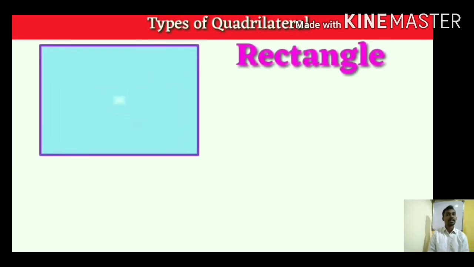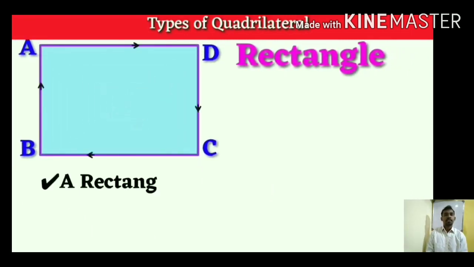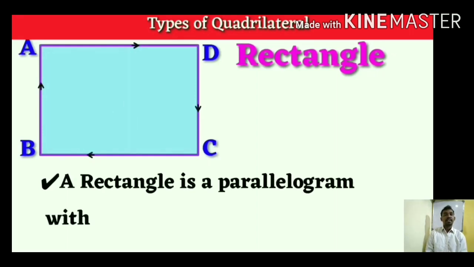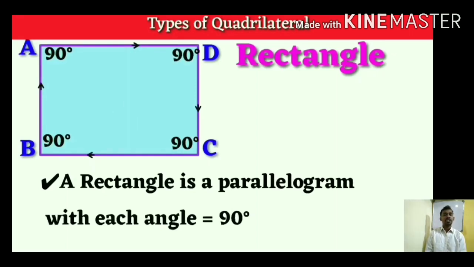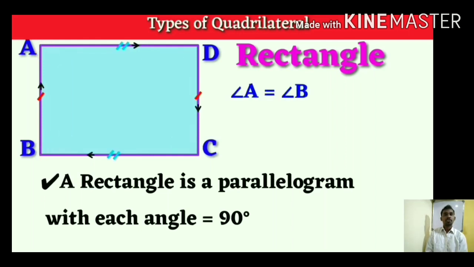Next one is rectangle. A rectangle is a parallelogram with each angle 90 degrees. So in this one, angle A is equal to angle B is equal to angle C is equal to angle D.